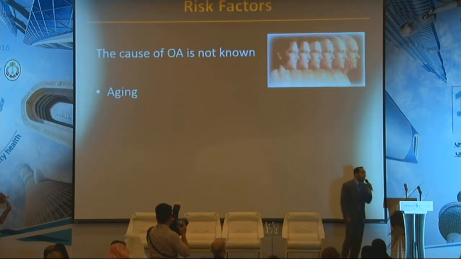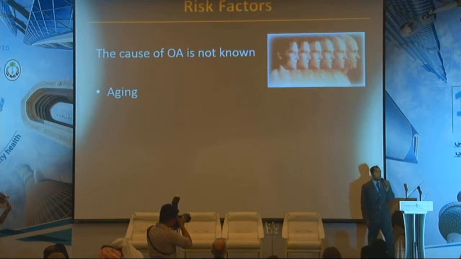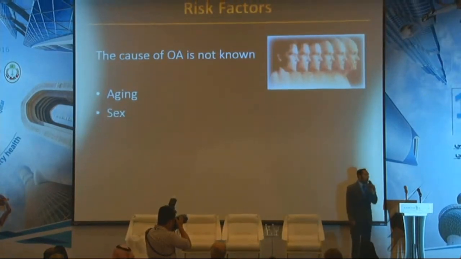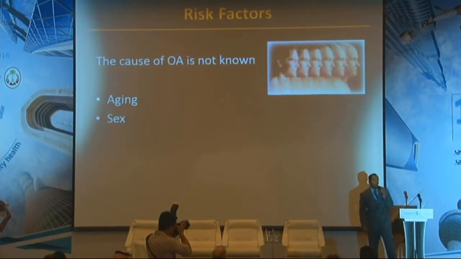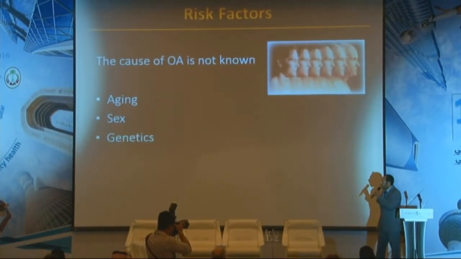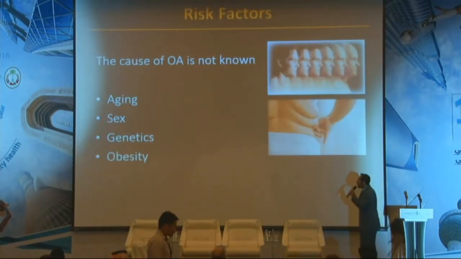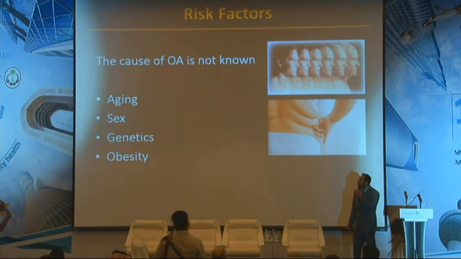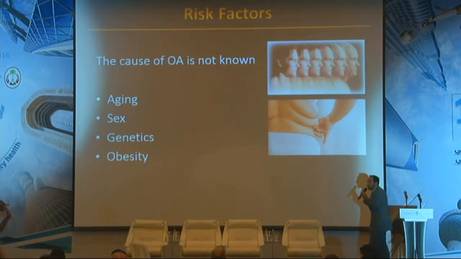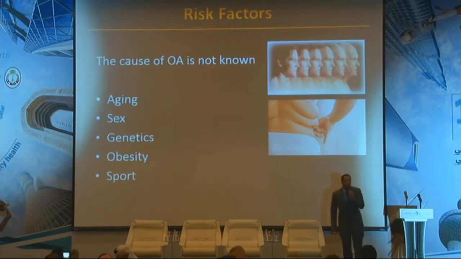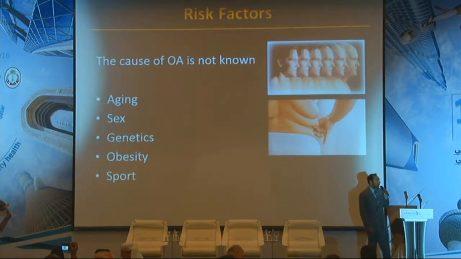However, there are some risk factors that could trigger this disease, such as aging. Older people are at higher risk compared with younger people. Sex: females are at higher risk compared with males. Like other chronic diseases, if this disease runs in your family, you might actually have it. Obesity could double the risk of having osteoarthritis. And sport could also contribute to or trigger osteoarthritis.